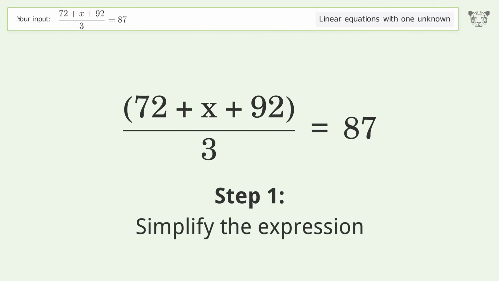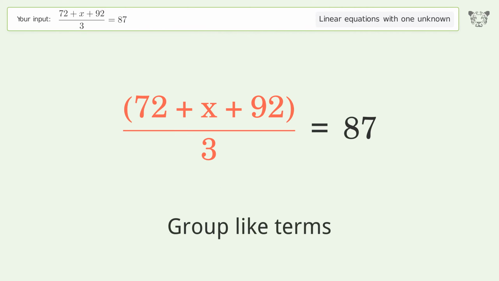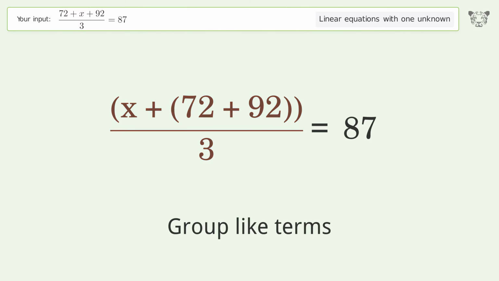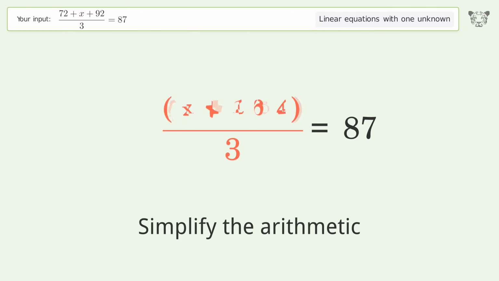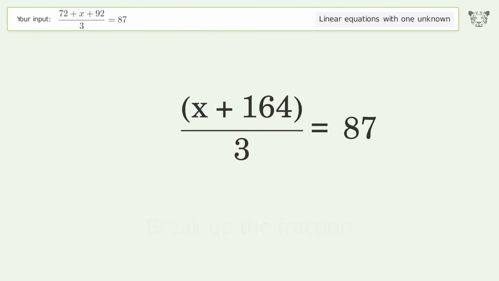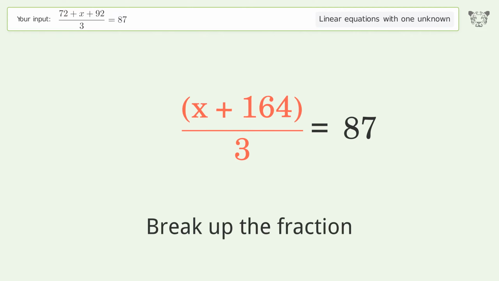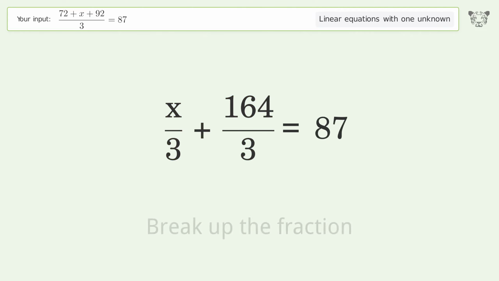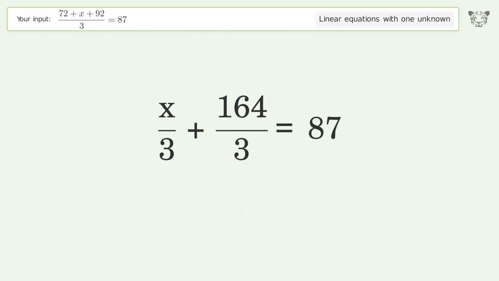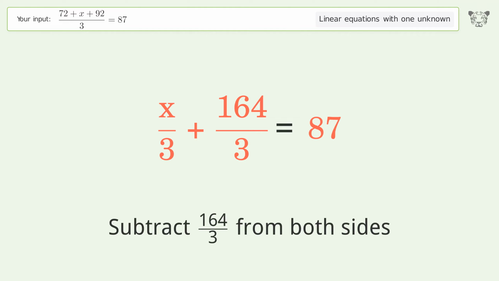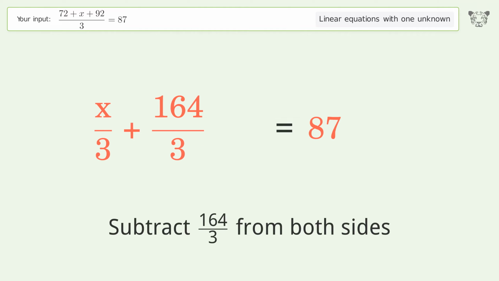Simplify the expression. Group like terms. Simplify the arithmetic. Break up the fraction. Group all constants on the right side of the equation. Subtract 164/3 from both sides.